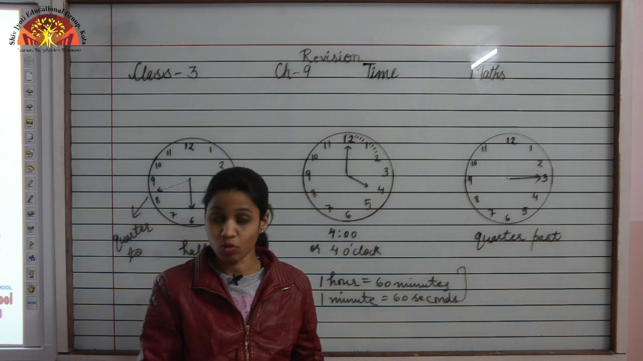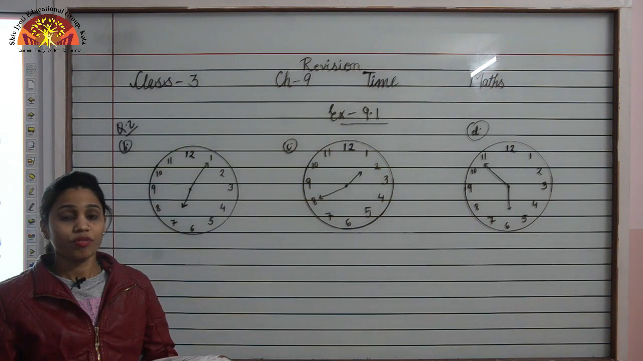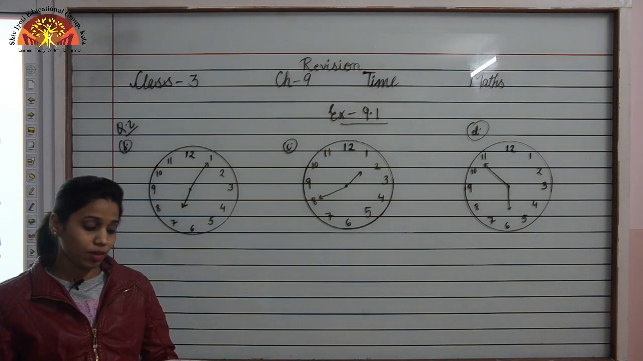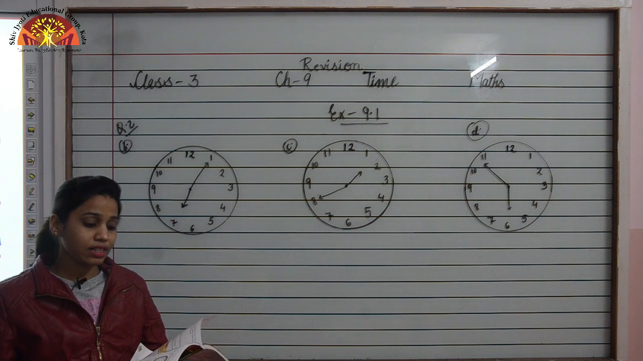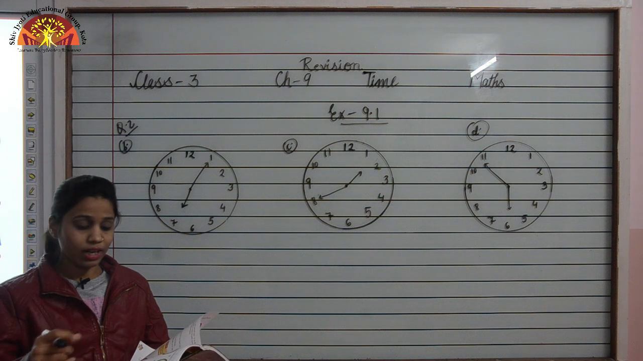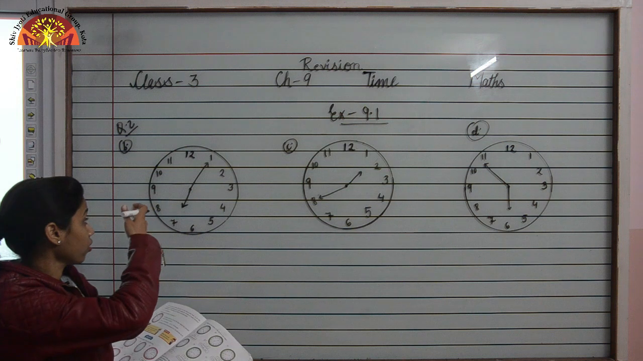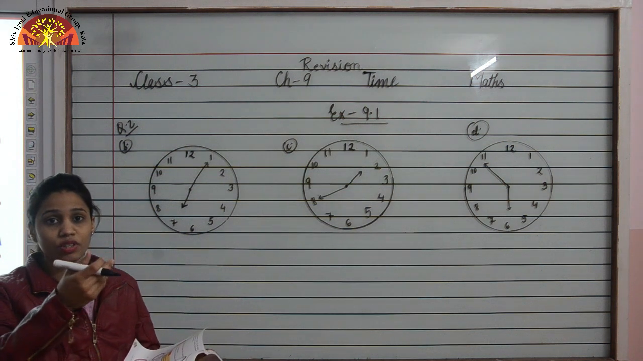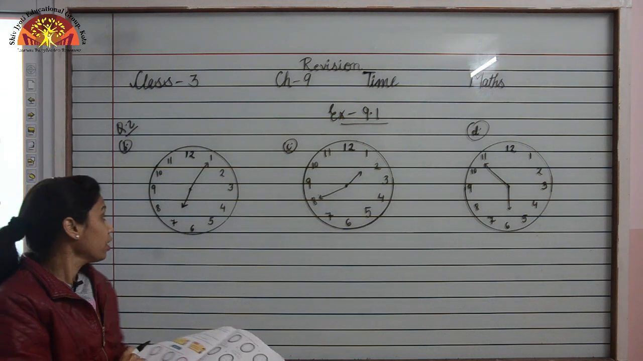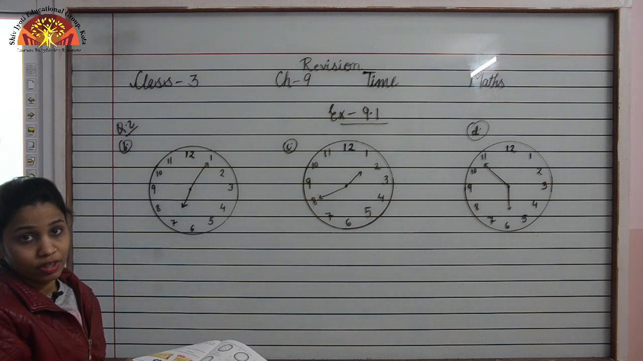So please open page 125 of your book. We are doing question number 2 of exercise 9.1, which is: write the time shown in the clock in 2 ways. You are given a clock and the time is shown in the clock. What you have to do is write the time shown in the clock in 2 ways. Now we are doing B part of question number 2.